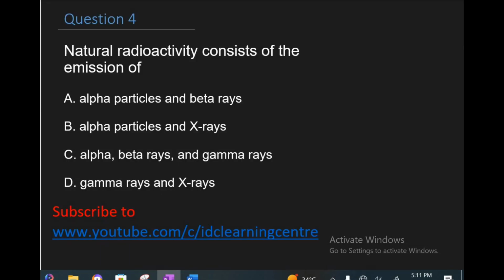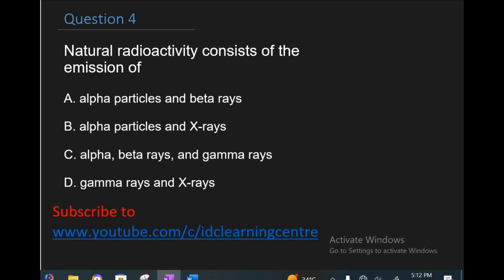Question 4. Natural radioactivity consists of the emission of A. Alpha particles and beta rays, B. Alpha particles and X rays, C. Alpha, beta rays and gamma rays, D. Gamma rays and X rays.